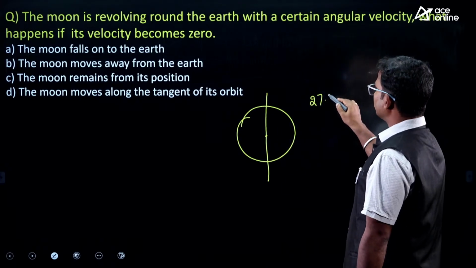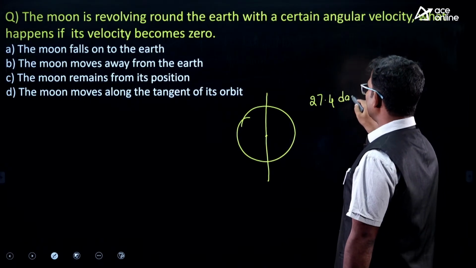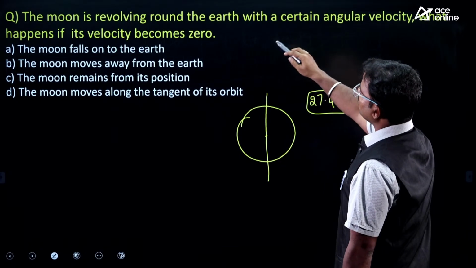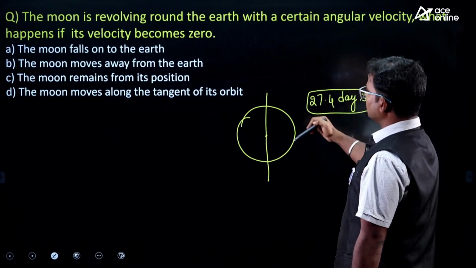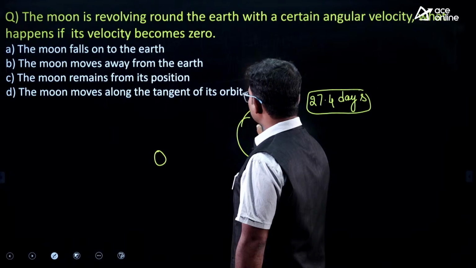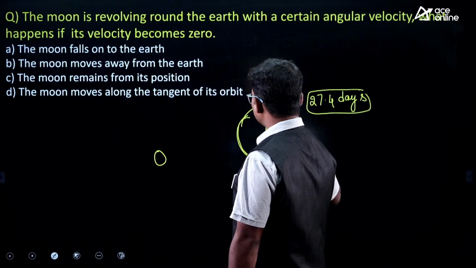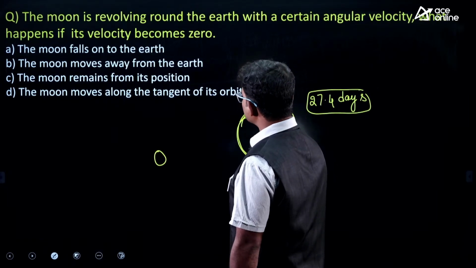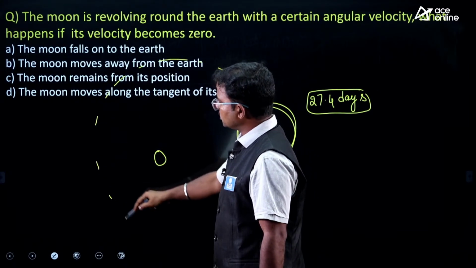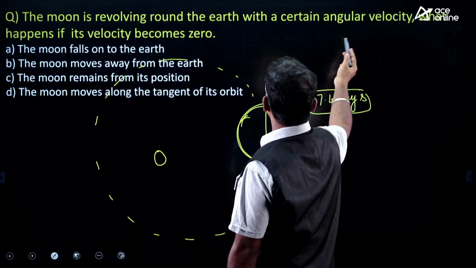Mostly 27.4 days. So the moon is revolving around the earth. In the same manner, first of all it is self-rotating, and next it is also revolving around the earth. So what did they mention?